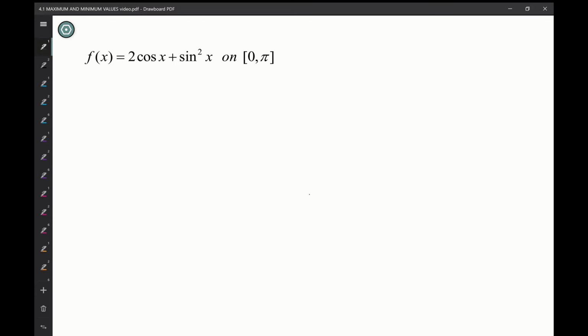Let's find the absolute and local maximum and minimum values of the function f of x is equal to 2 cosine of x plus sine squared x over the interval from 0 to pi. The first thing we need to do is find the critical numbers. Our endpoints are both critical numbers, because although we cannot have a local maximum at either of these values, we can have absolute maximums.